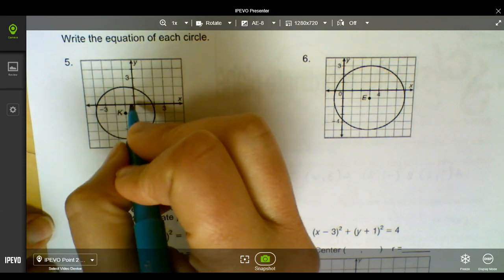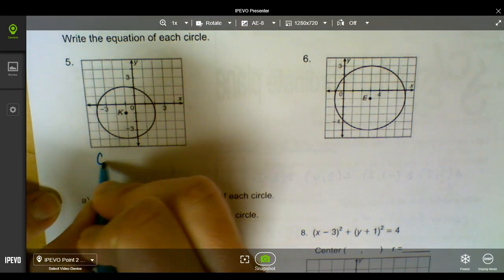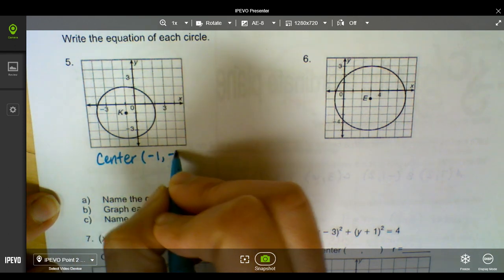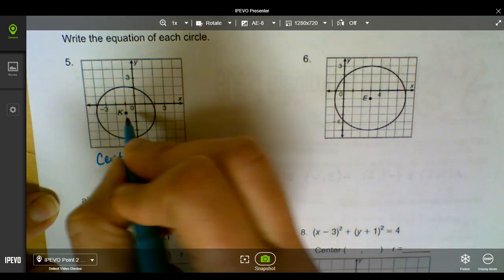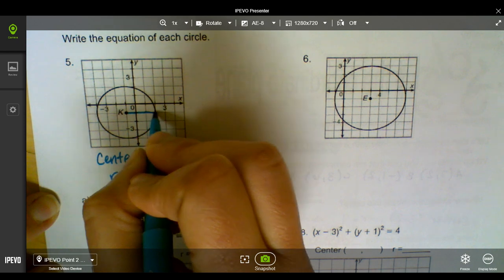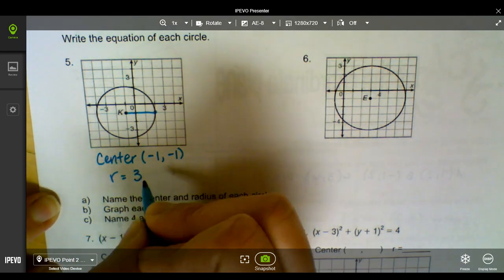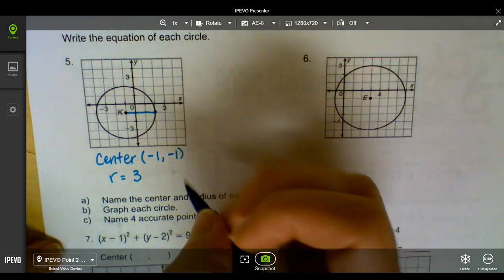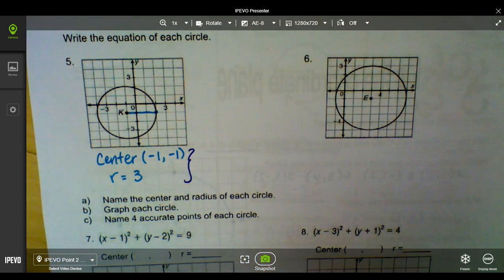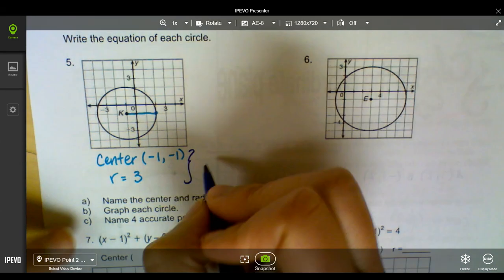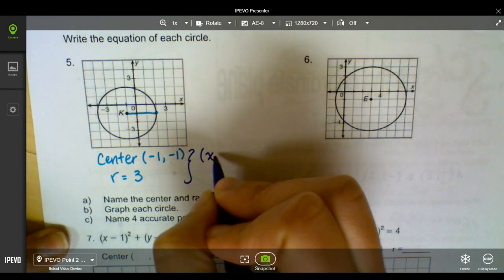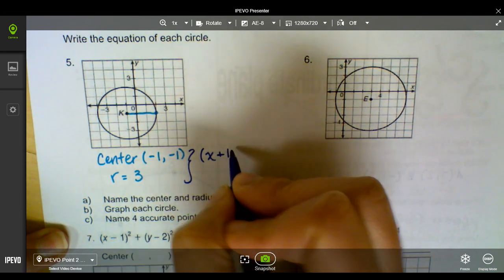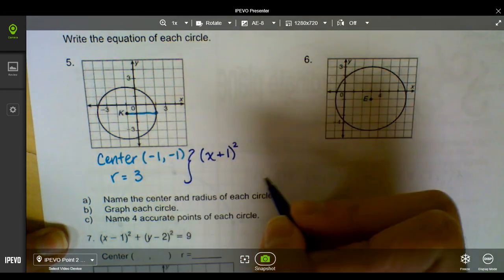So our center over here is just -1, -1. And our radius, I just always go to the right, 1, 2, 3 to get to the end. So our radius is just going to be 3. So what is the equation of our circle going to be? Again, I'm going to just take the shortcut. When I have x, I'm subtracting the x value, x minus -1, but I know it's always going to be the opposite. So I'm going to go straight to x plus 1.